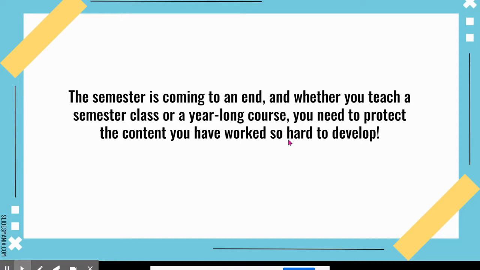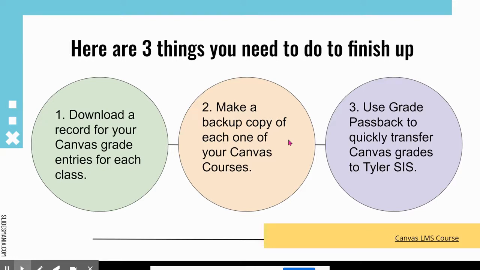Okay, so the semester is coming to an end, and whether you teach a semester class or a year-long course, you really need to protect the content that you have worked so hard to develop. So here are the three things that you need to do to finish up your course and have everything safely stored. Number one, we are going to download a record for your Canvas grade entries for each one of the classes. And I understand that not everybody is grading in Canvas, but if you are grading in Canvas, you want to save a backup of all the information that is in your gradebook. Submissions, grades, comments, everything that you have there. So make sure you're getting that download.